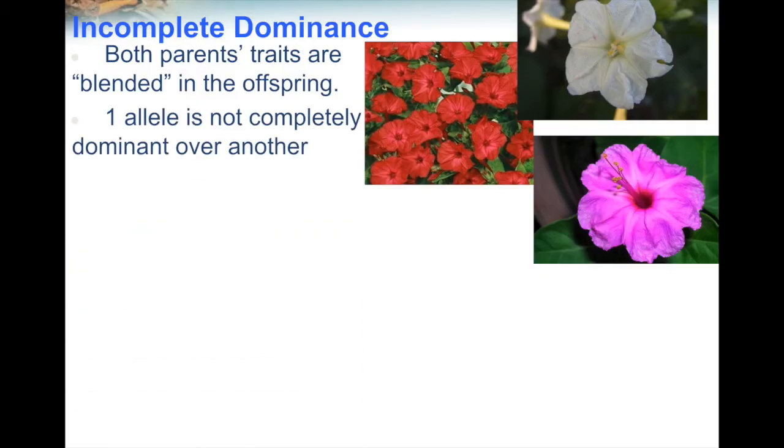Okay, why does this happen? It's because one allele or one version is not completely dominant over the other. Red is not dominant or white's not dominant. They're not dominant over the other one. So in this case, the parent traits blend in the offspring. So that's what my memory clue is. You think blend in, and the "in" you can think of as incomplete dominance. Okay, the parents' traits, they blend or they mix in the offspring.